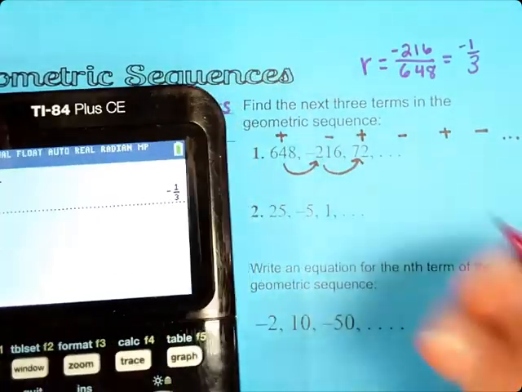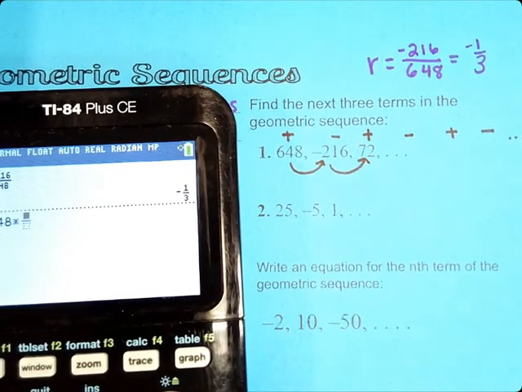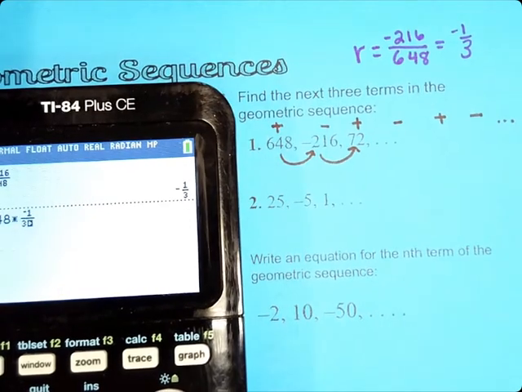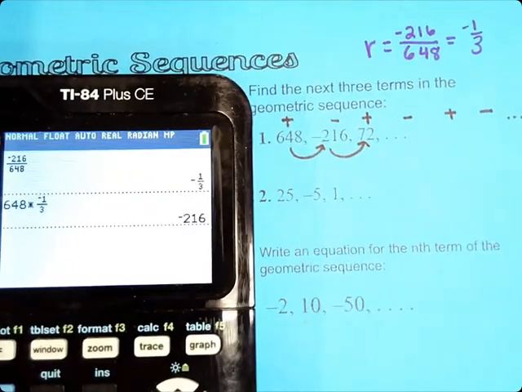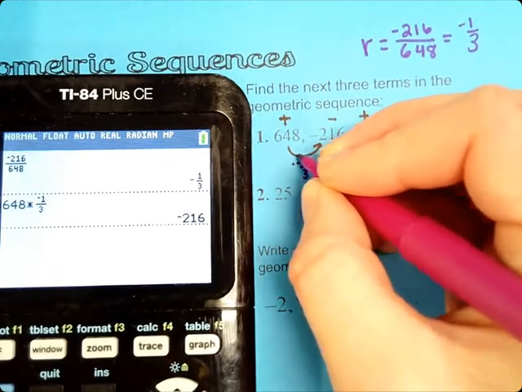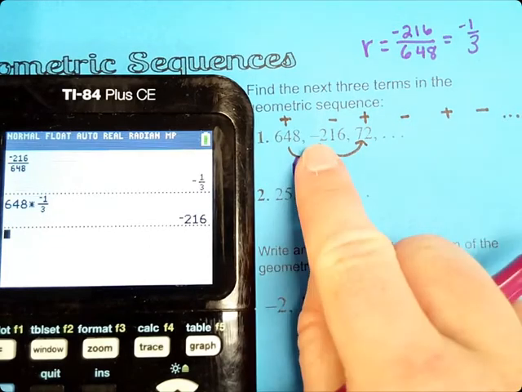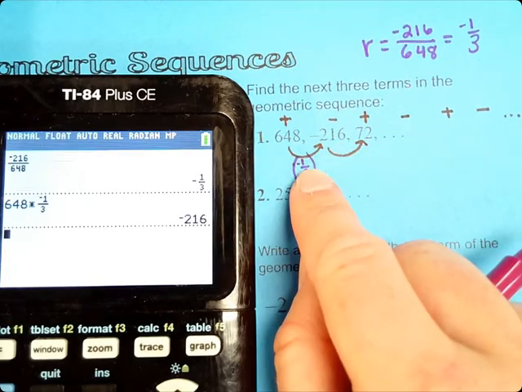We do that by doing 648 times negative 1/3. And that works. Times negative, I'm going to put it in parentheses. And then I'm going to multiply negative 216 times negative 1/3.